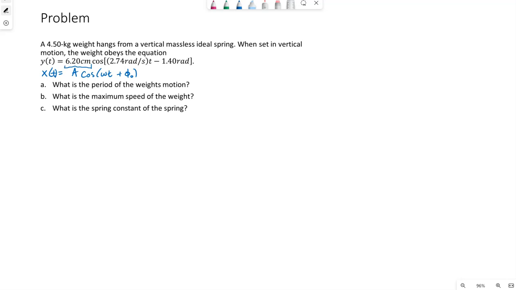we have the amplitude is going to be 6.2 centimeters, because that's the term in front of the cosine function. Within the cosine function, the number in front of t is omega. So omega is 2.74 radians per second. And in this particular case, phi naught, the phase shift, is negative 1.4 radians. So by looking at this equation, we can identify what these numbers mean.